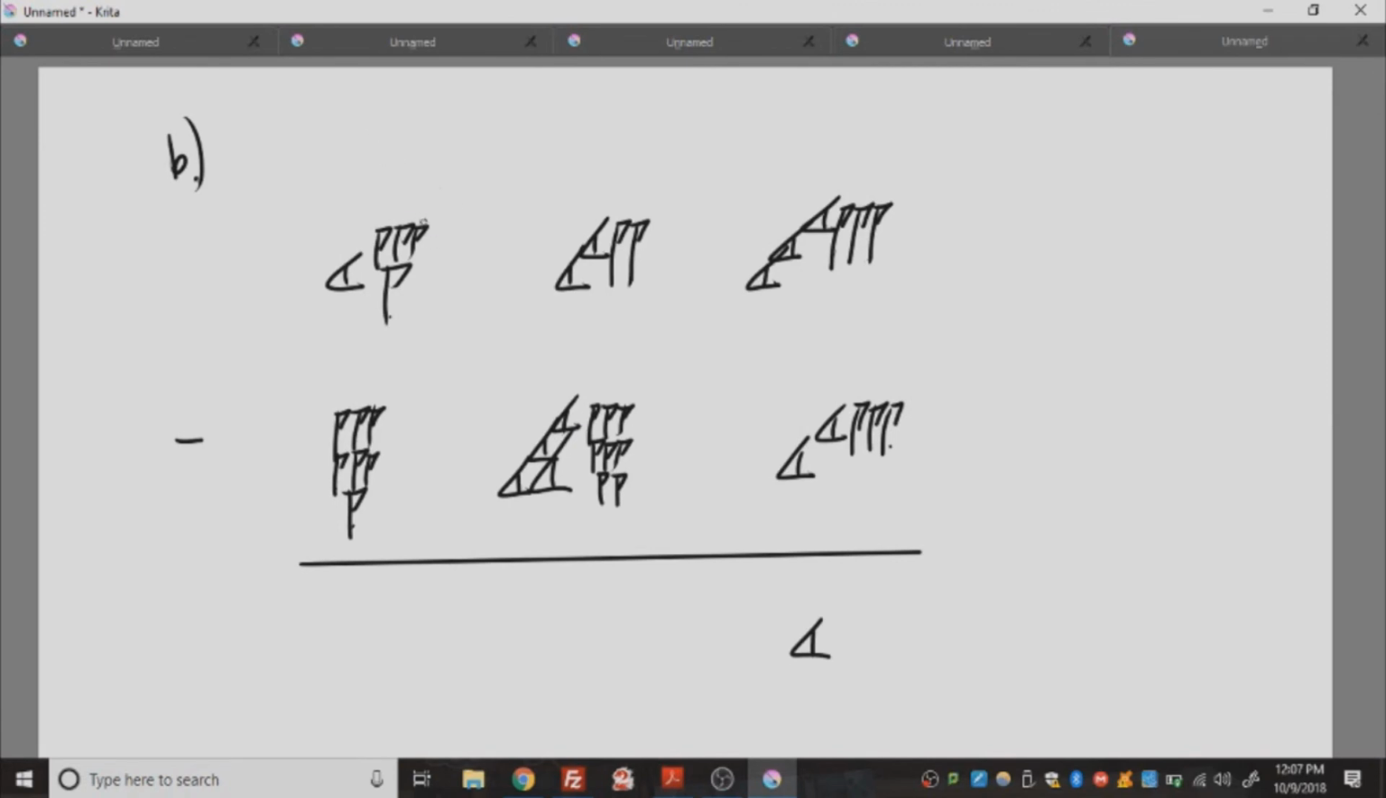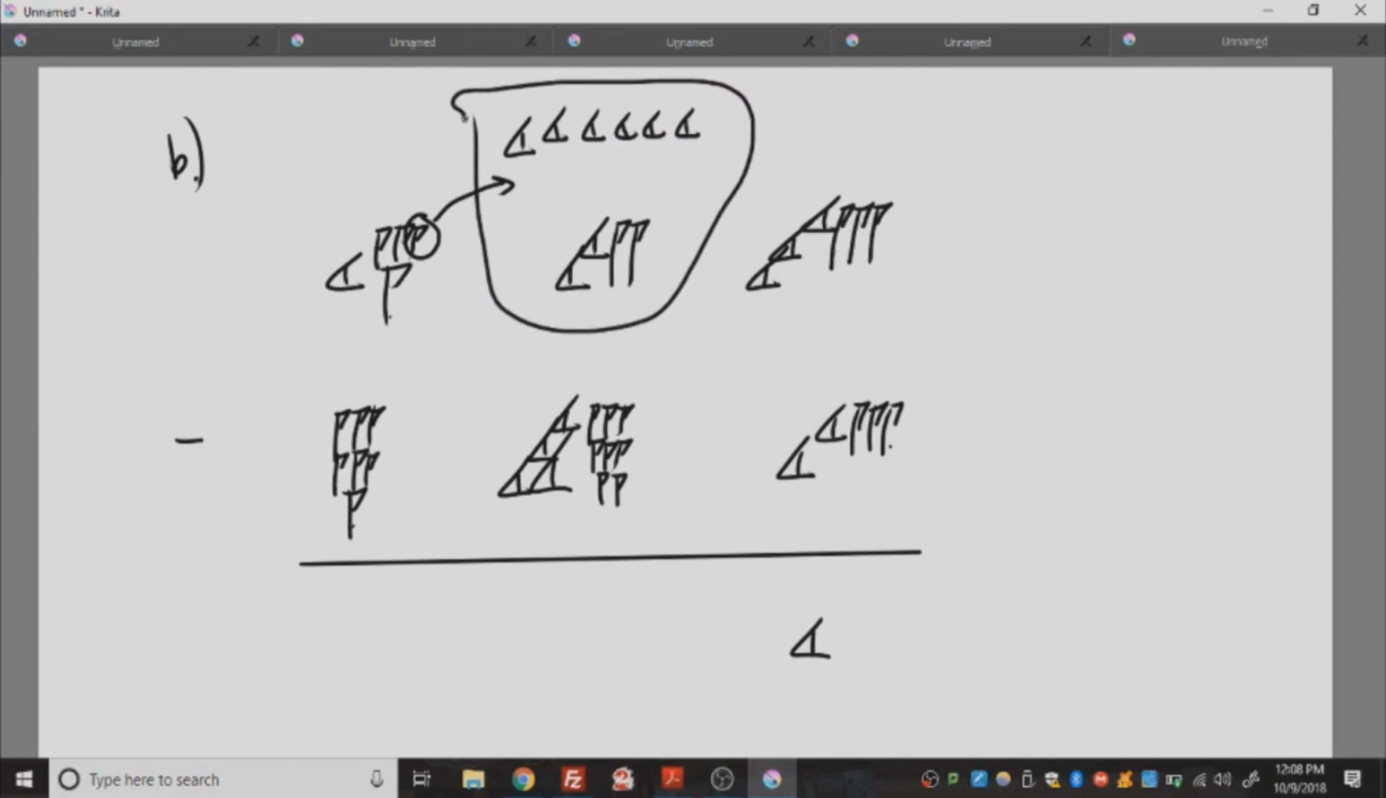So I borrow 1, which splits open into 10, 10, 10, 6 of them, 16. Now I have this many to take away from. That is now 82 minus 48. 82 minus 48, 34.